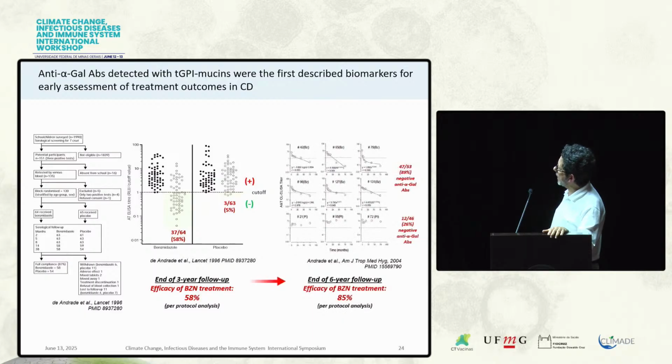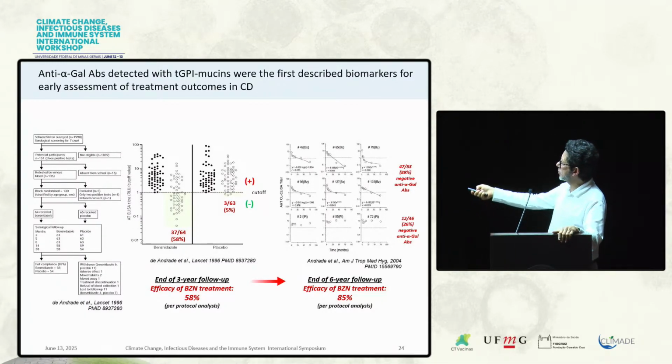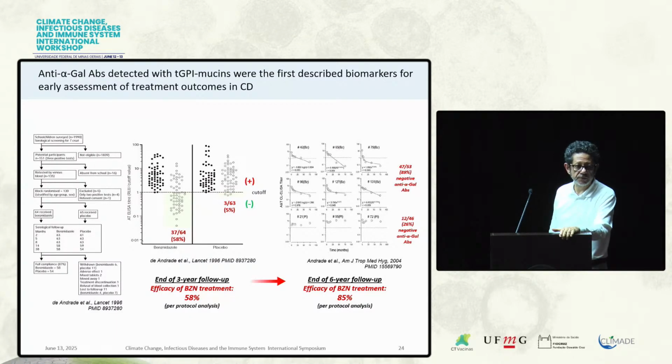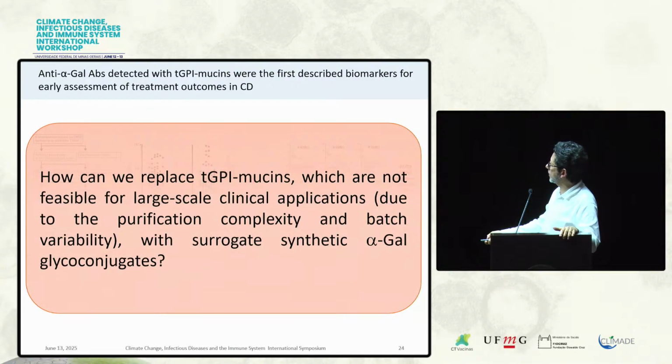We showed this for the first time in a study published in 1996 in Lancet. That was the first evidence of any serological biomarker, where you saw that after 3 years, 58% of kids treated with benznidazole crossed the cutoff for the anti-alpha-gal antibodies in comparison to 5% in the same time, and after 3 years more, 85% of the kids were negative for the anti-alpha-gal antibody.